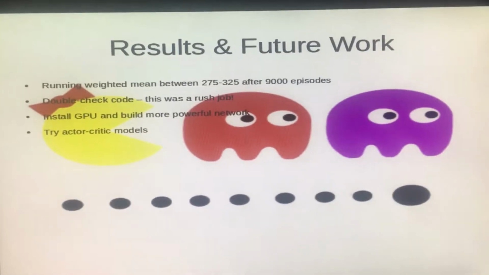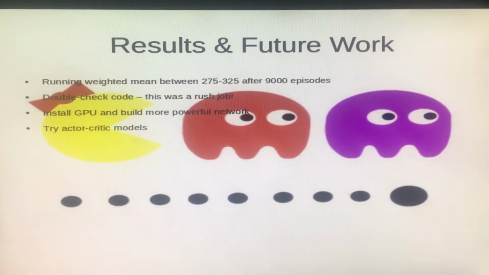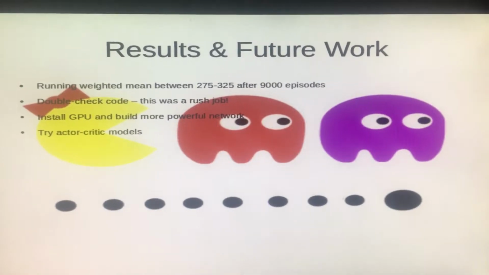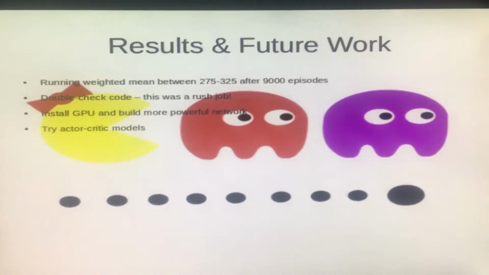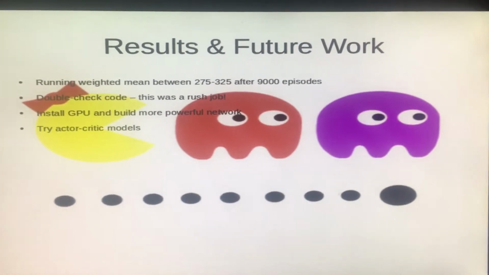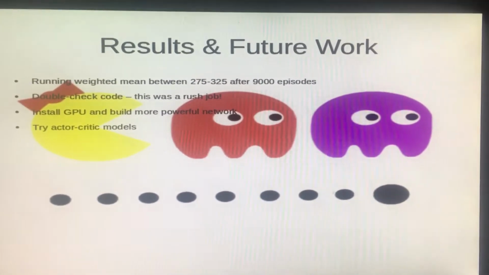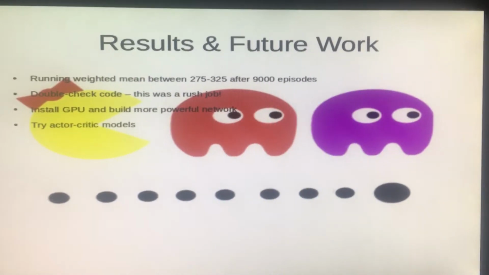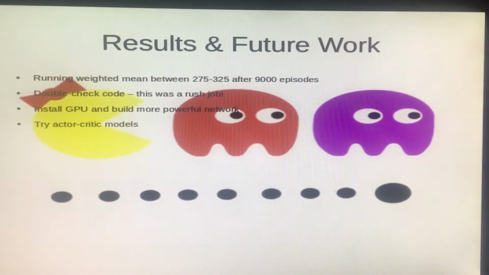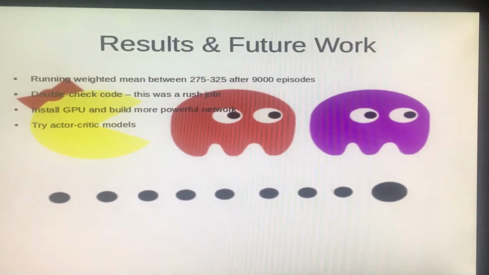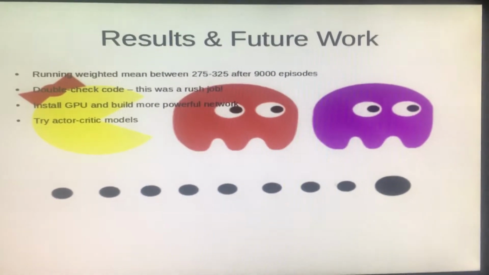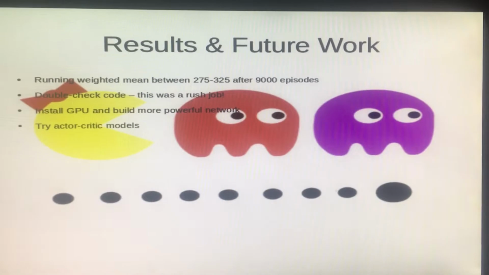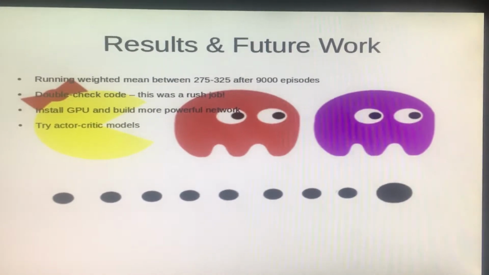The network started out playing around 150 points a game. After 9,000 games, it's now up to between 275 and 325 points a game. I do a running weighted mean over 100 games, where each game contributes 1% to the running mean, and the running mean contributes 99%, so we don't want wild changes. So it has made some progress, although it is not a particularly good Pac-Man player.